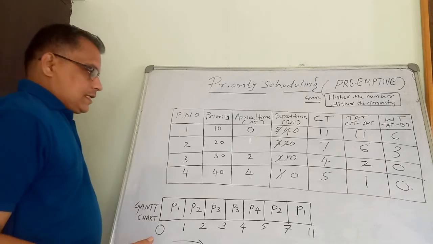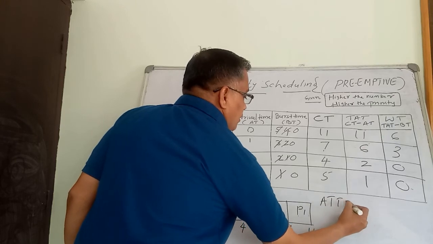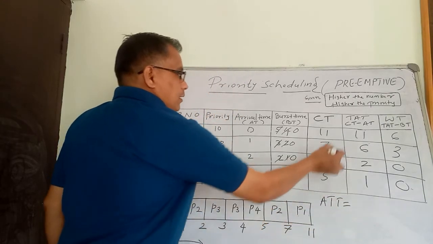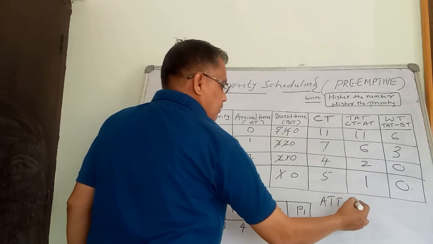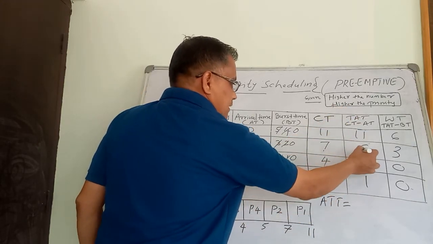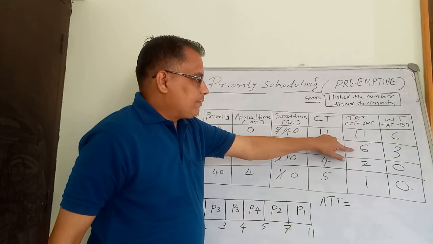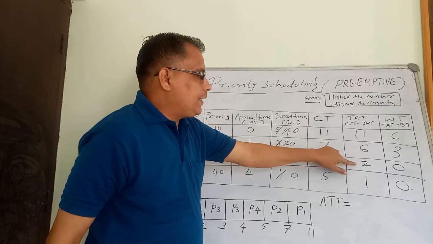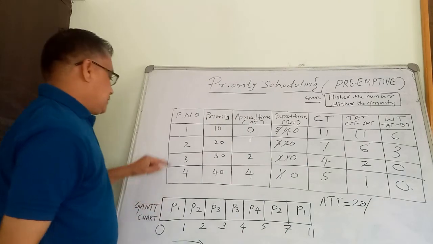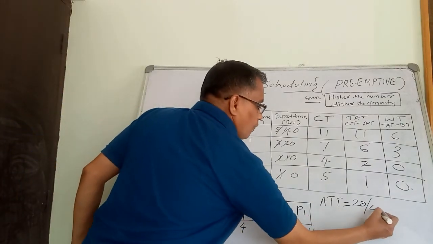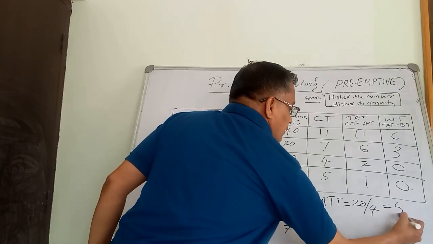Now what is next? Average turnaround time. Total turnaround time, that means 11 plus 6, 17. 17 plus 2, 19. 19 plus 1, 20. 20 divided by the number of processes. The number of processes is 4. That means average turnaround time is 5.